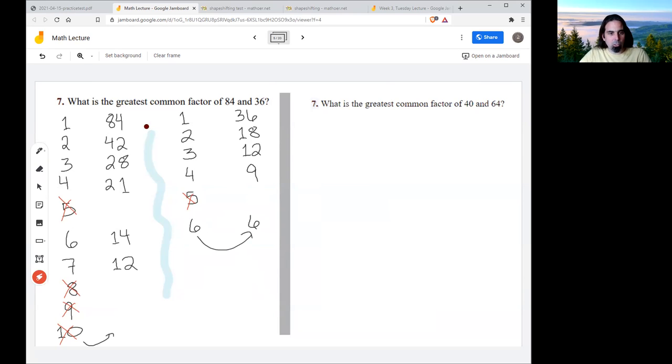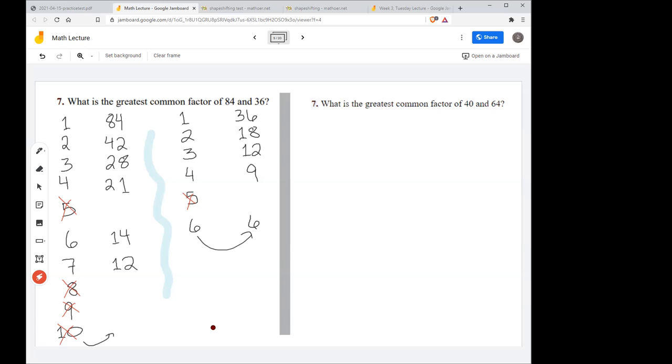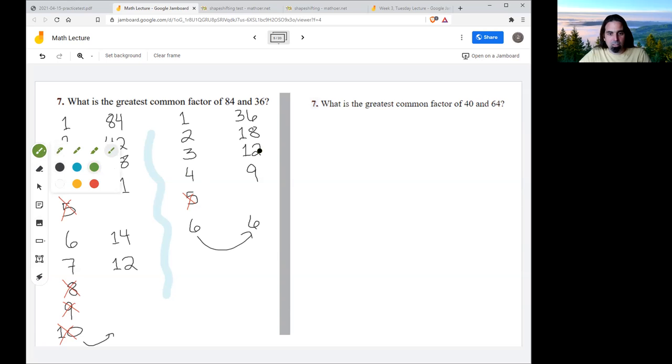So back to the original question, what's the greatest common factor? What's the biggest number on both lists? Is it 6? 12. 12, I think. It's not 18 or 36. I think 12 is the biggest on both lists. Yay, thank you, Esmeralda, for helping.